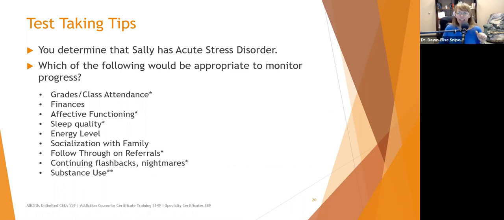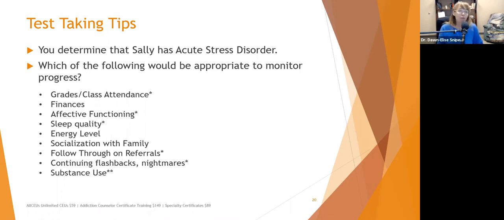Energy level. Neither ASD nor PTSD really talks about energy level that much, so that's probably not something that we're going to look at. Her socialization with family, we know they're estranged, so that's not really something we're concerned with in this scenario. Her follow-through on referrals, well, yeah, that might be something that we want to monitor in order to figure out how motivated she is and whether the treatment plan that we're implementing is working. Continuing flashbacks and nightmares, those are key symptoms. Obviously, we want to see the frequency and intensity of those decrease.